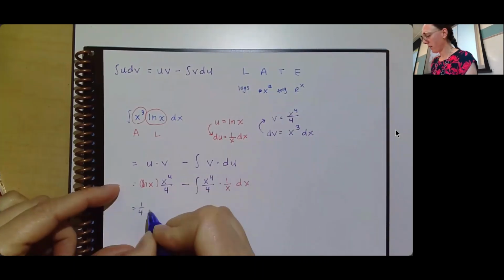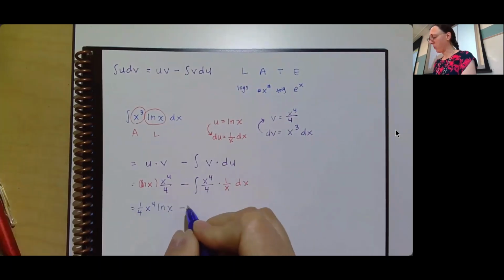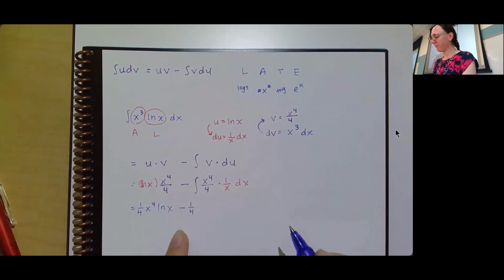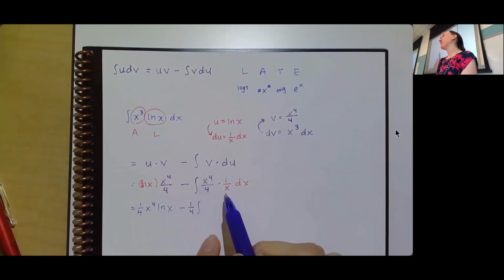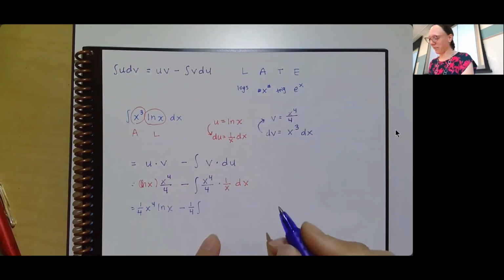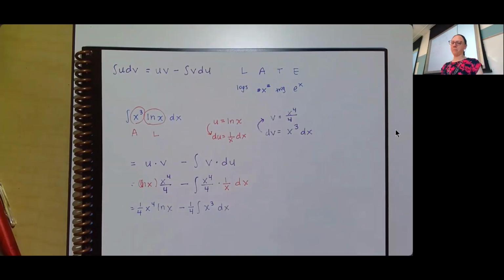So 1/4 x to the 4th ln of x. Over here, I can pull the 1/4 out in front. And then x to the 4th over x. Conveniently, one of those x's cancels out, and I'm just left with x to the 3rd. Now we can complete that second integration step.